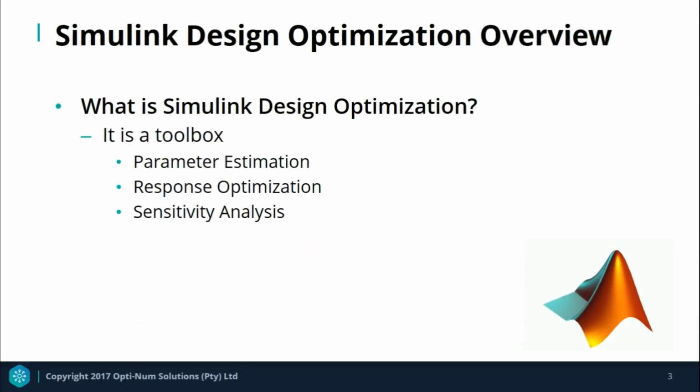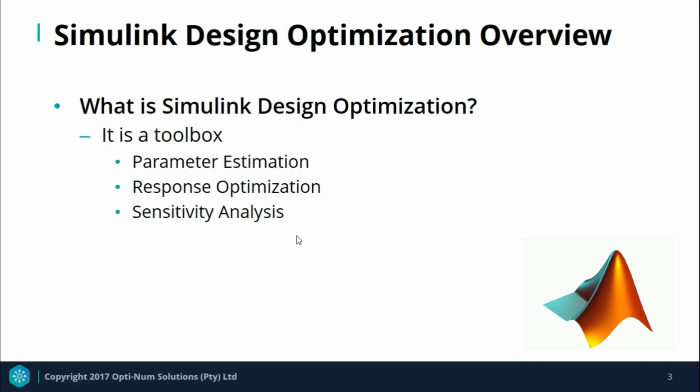So, what is Simulink design optimization? Basically, it is a toolbox. It is a toolbox that provides functions, interactive tools, and blocks for analyzing and tuning model parameters. It is used in parameter estimation, response optimization, and in sensitivity analysis, amongst other things.